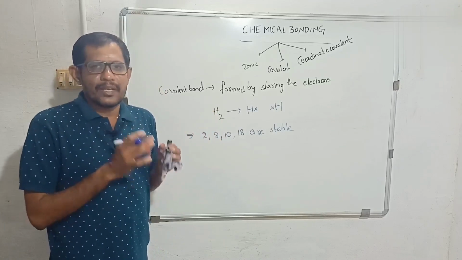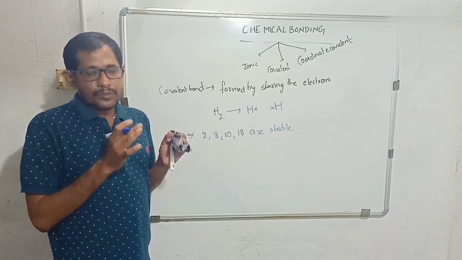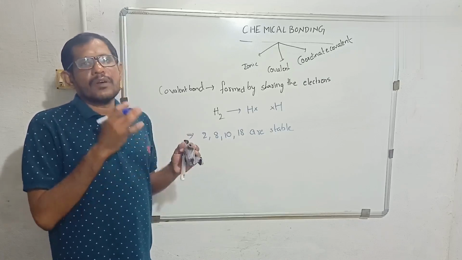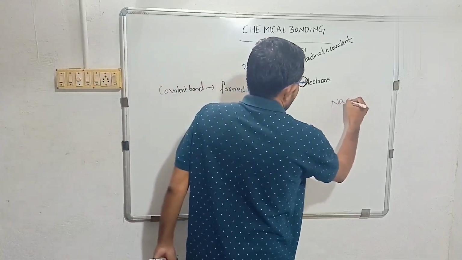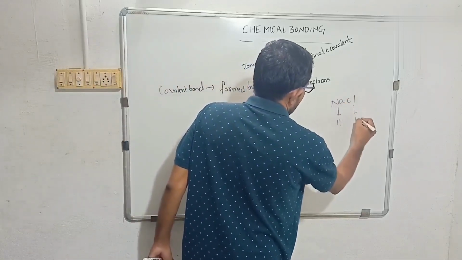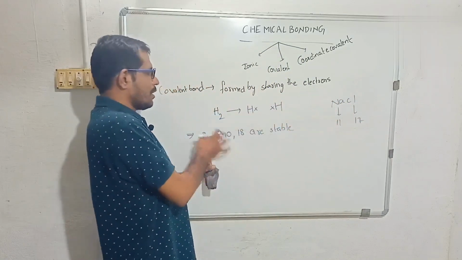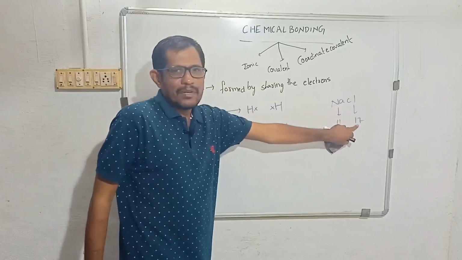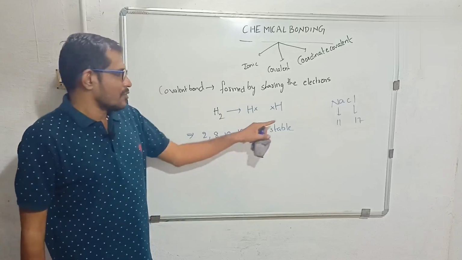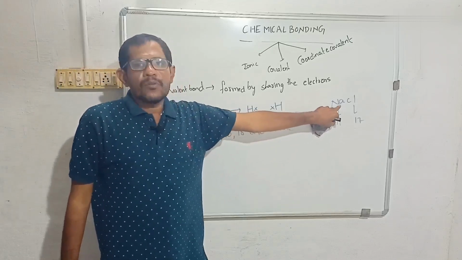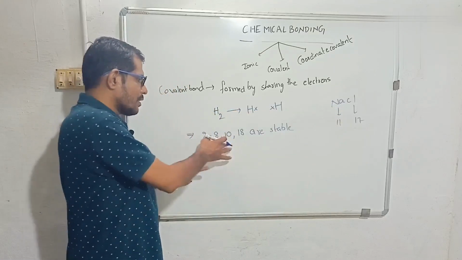If you see NaCl, take sodium, atomic number 11. By losing one electron, sodium tries to become 10. In chlorine, atomic number is 17. By gaining one electron, it tries to become 18. So in an ionic compound, what is happening? By losing or gaining electrons, they try to become stable.